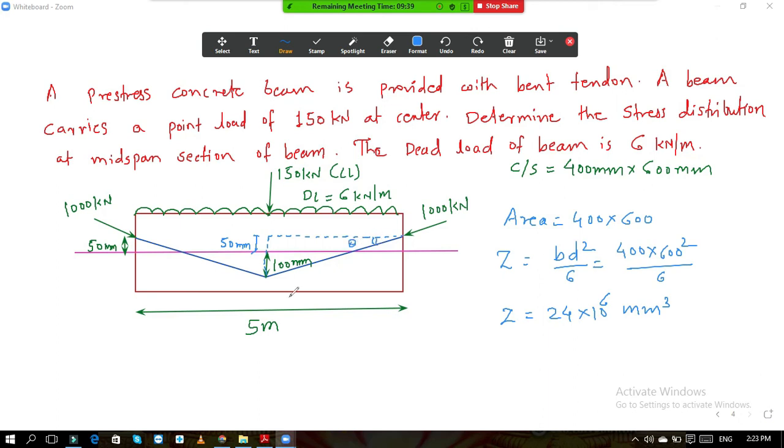This angle is theta. So this angle at the bottom will also become theta. This angle is also theta. This angle with the horizontal is theta. I will not draw the complete diagram. Okay, so now we need to find out the value.